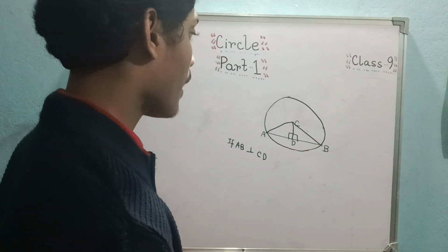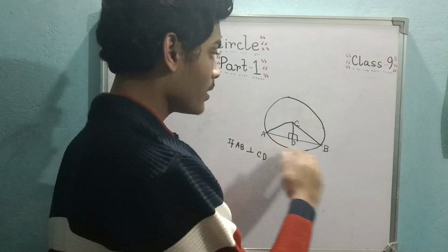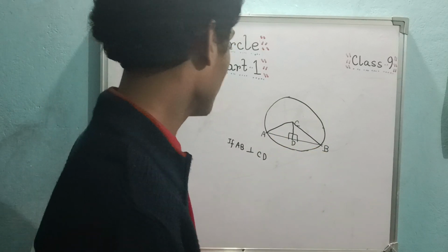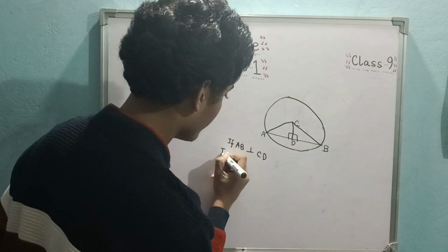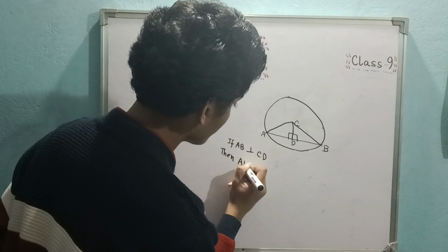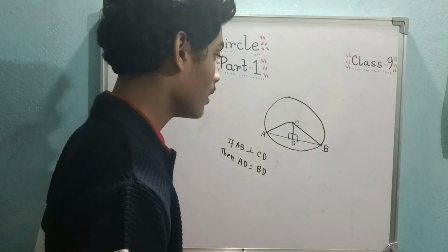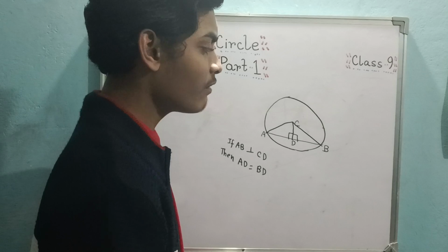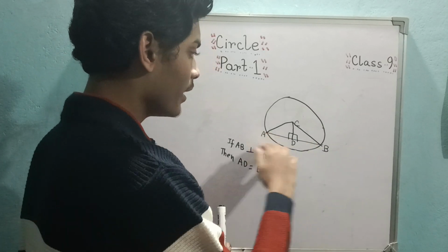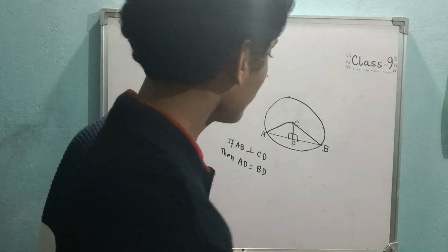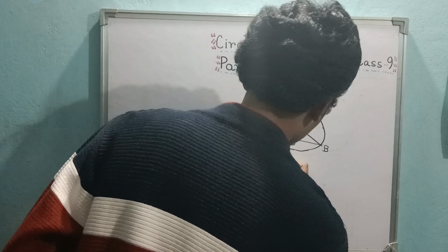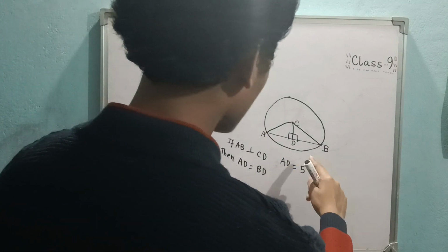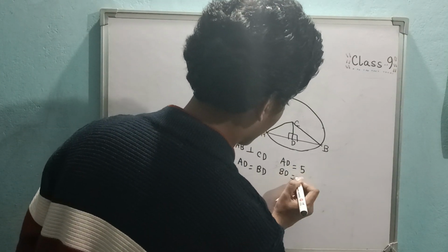And one more thing. If you are drawing a perpendicular on the chord from the center, then the chord gets divided equally. So, if AB is perpendicular to CD, then AD equal to BD. Whenever you draw a perpendicular from the center on a chord, your chord gets divided equally into two parts. This D is the midpoint of AB. Suppose you are given AD equal to 5. Then AD equal to BD, so you can also write BD equal to 5.